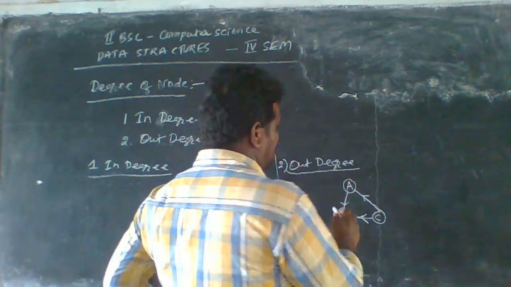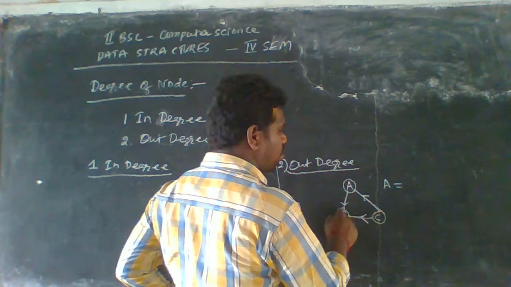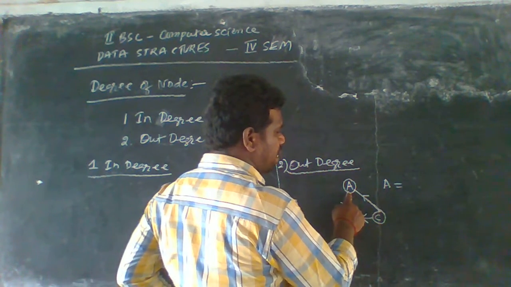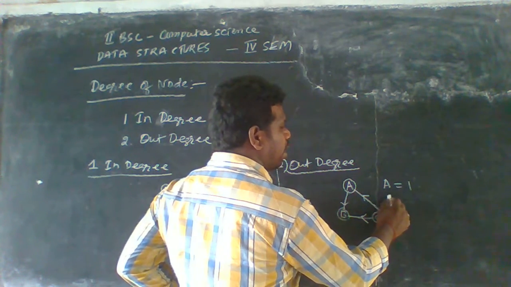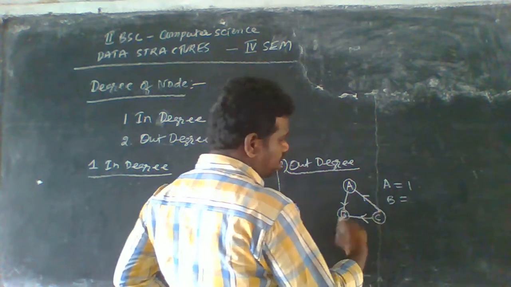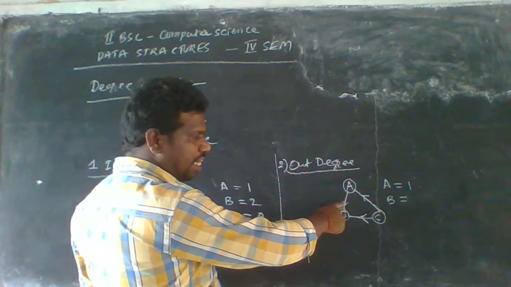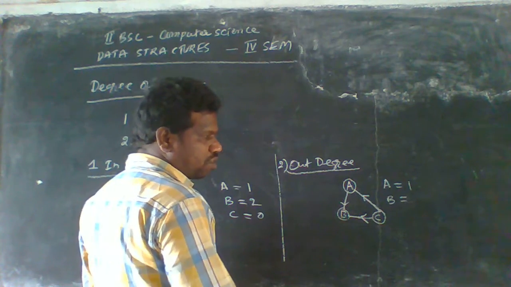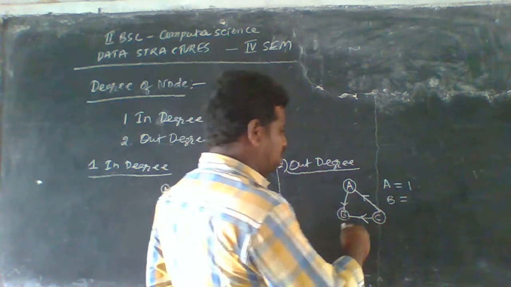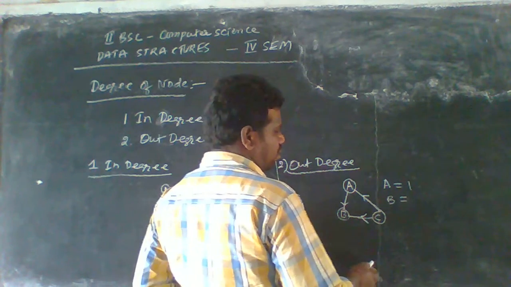See here, A is equal to out degrees. How many edges are going from here? Only 1, that is A to B. That's why A is equal to 1. And let us see B. How many edges are going from B? There are none. Only incoming edges are available here. No outgoing edges are found.